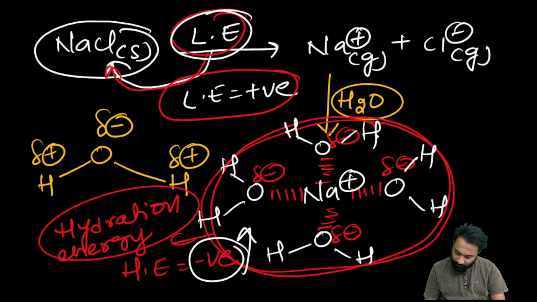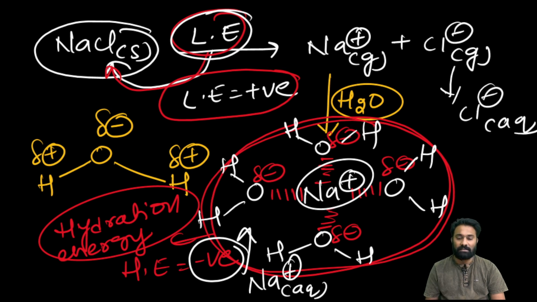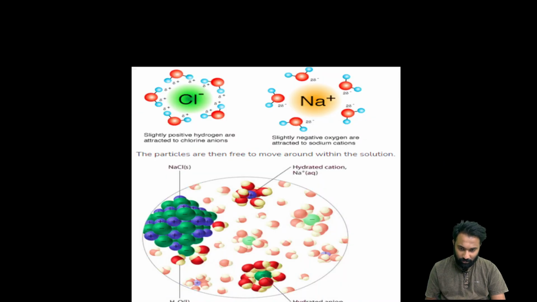Clear? Now you see this Na plus ion has been surrounded by H2O and has become Na plus aqueous, and this has become Cl minus aqueous. This Cl minus also will be attracted to the H2O molecules. How has it been attracted? Now you see here. Now what has happened? Now you see here.